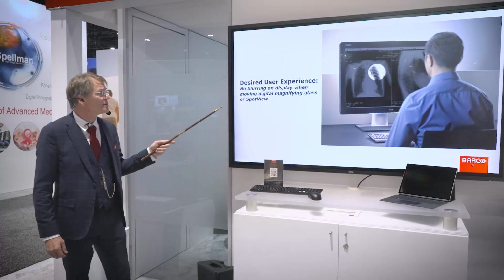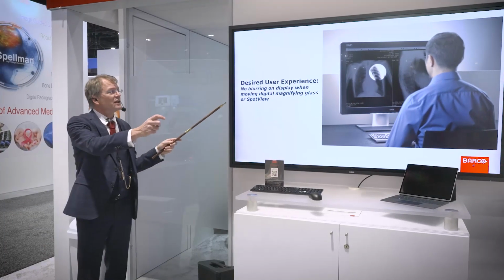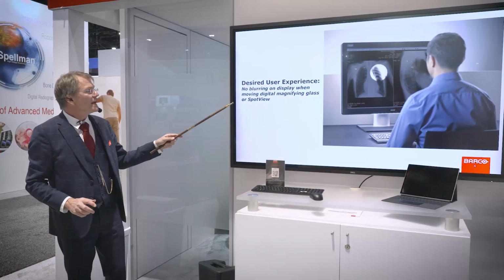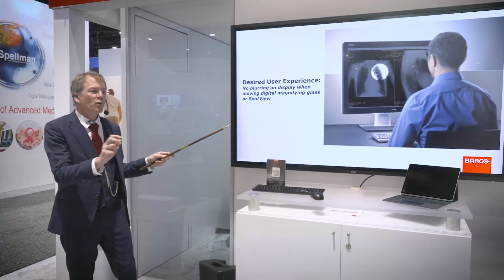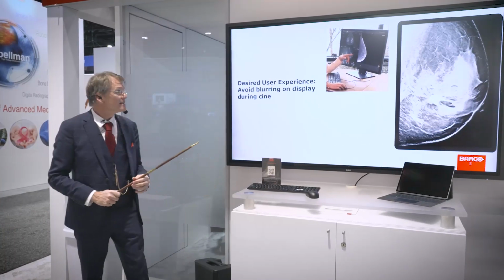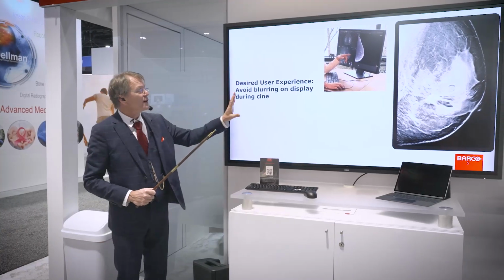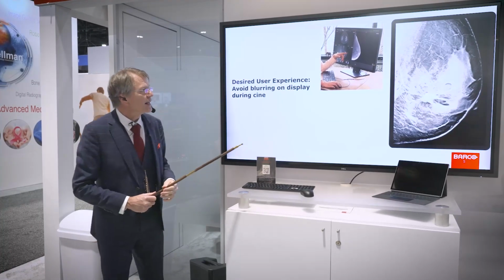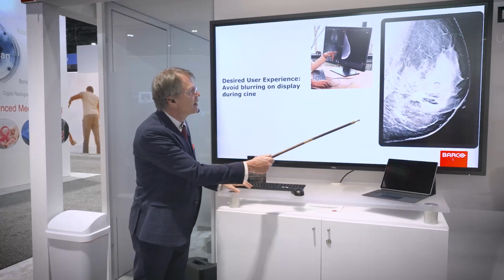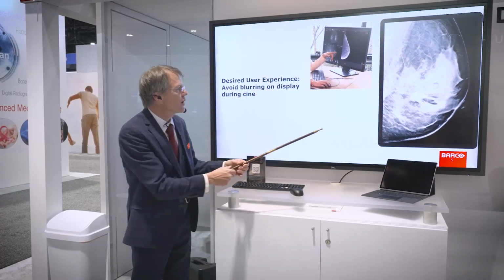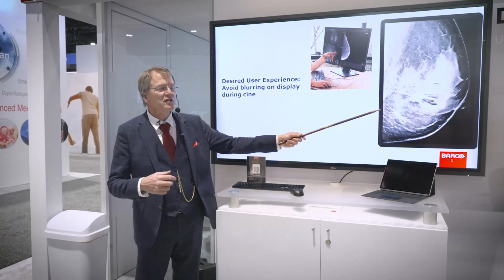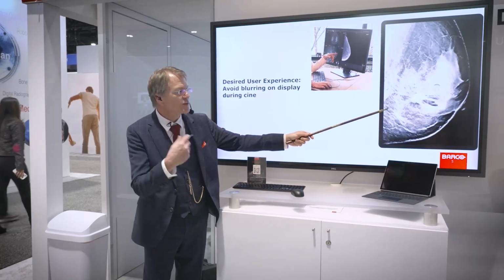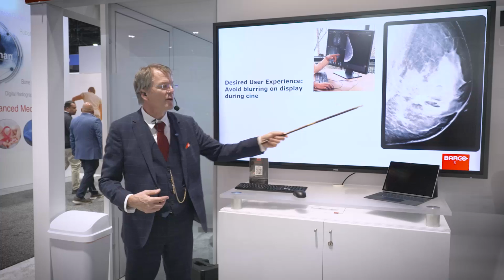So the desired user experience, right? When someone is using a digital magnifying glass, moving it around, or the spot view feature, they don't want there to be blurring on the display while they're moving. Similarly, when they're looking at a cine, they don't want it to be blurry when the cine is moving. What we have on this screen is showing back and forth the difference between a blurred image and a sharp image. We wish that as we were going through it, all of the images appeared sharp.